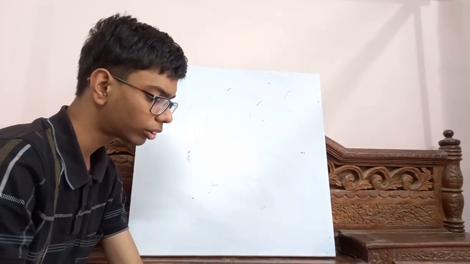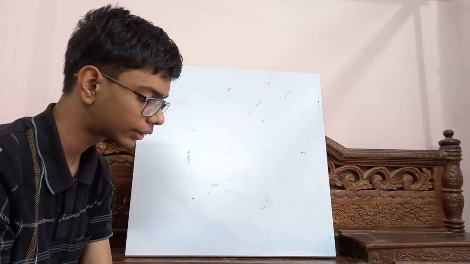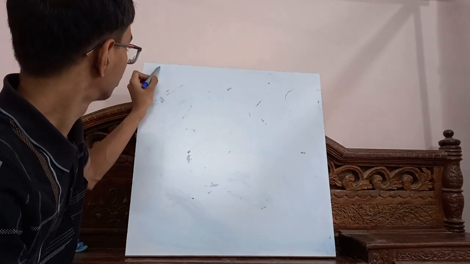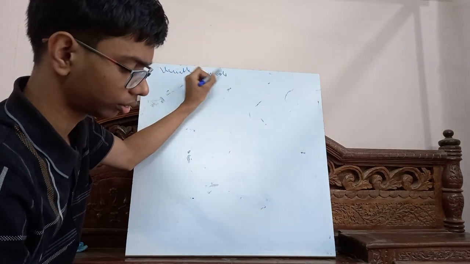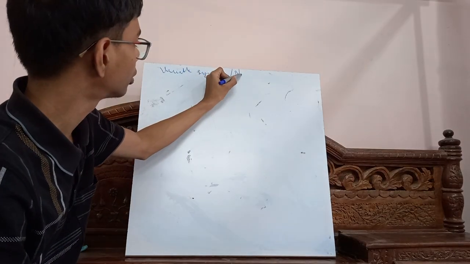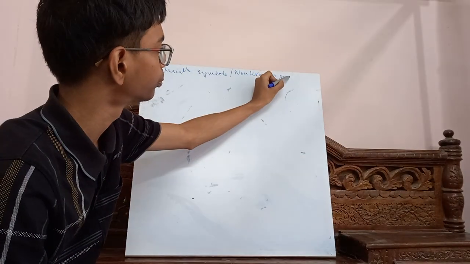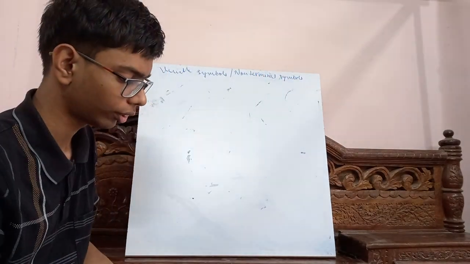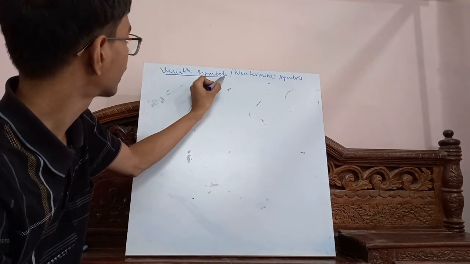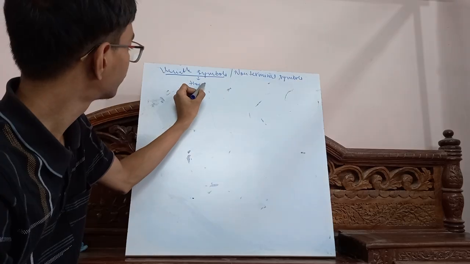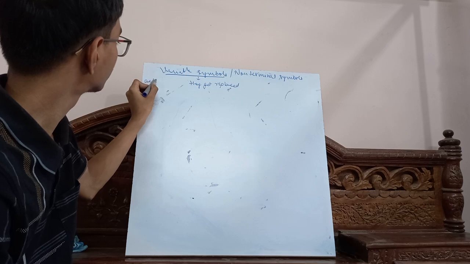Now, let's talk about grammars, the rules that generate strings in a language. A grammar has 4 components. First, variable symbols, also called non-terminal symbols. These are like placeholders. They can get replaced.